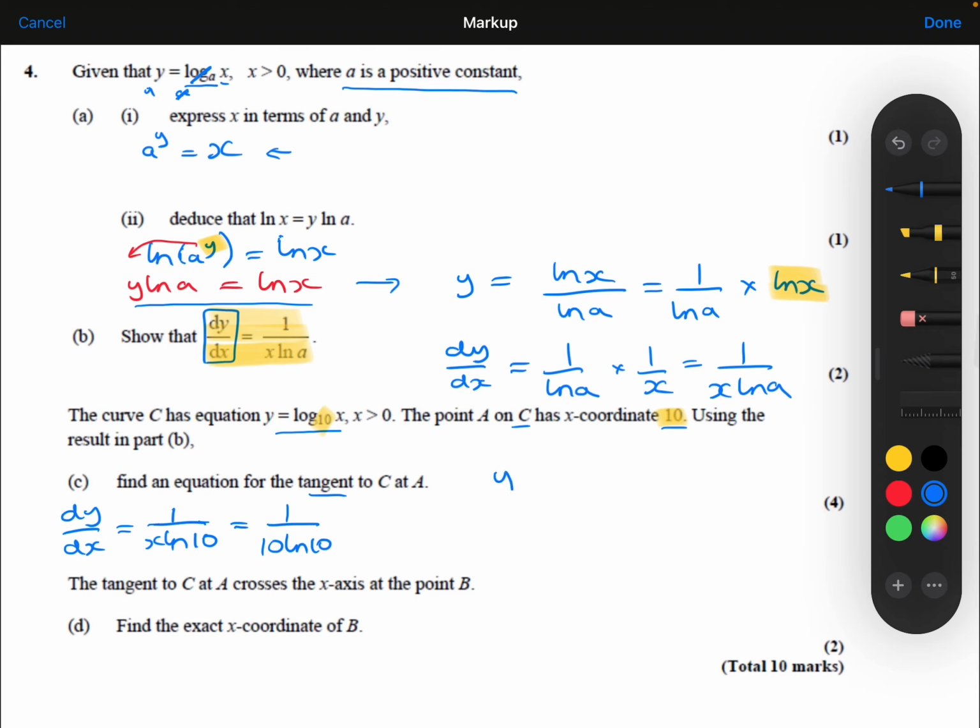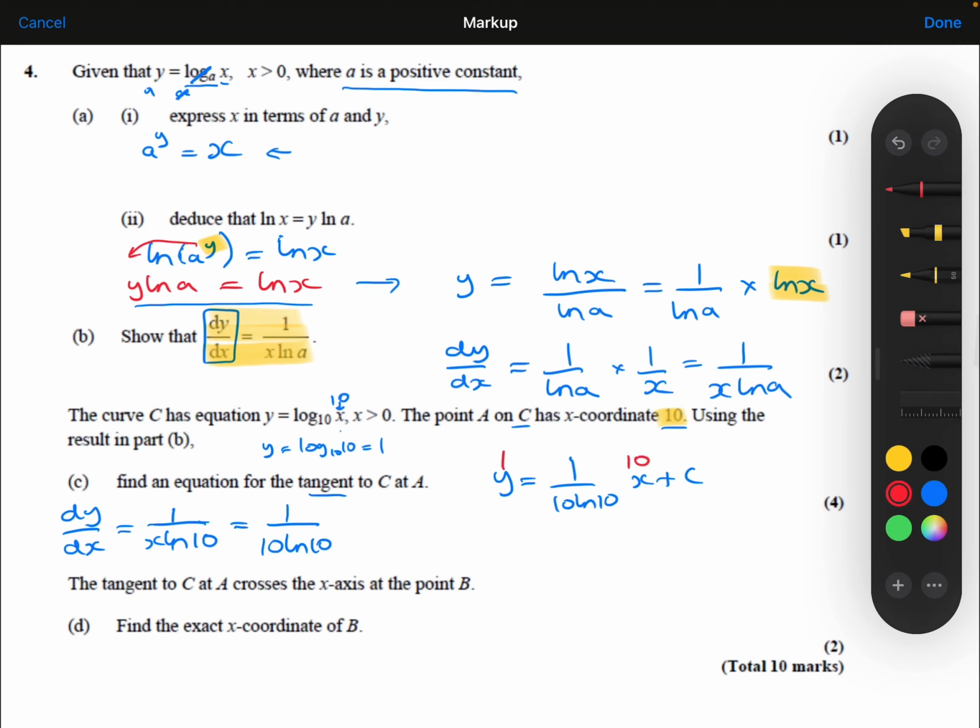I can now do y equals mx plus c. And I want the coordinate. I know the x coordinate was 10. I need to know the y coordinate so I can substitute that in as well. And that's fine because I can put 10 into my original equation here to get the y coordinate. y equals log base 10 of 10, which is 1. So when x is 10, y is 1.